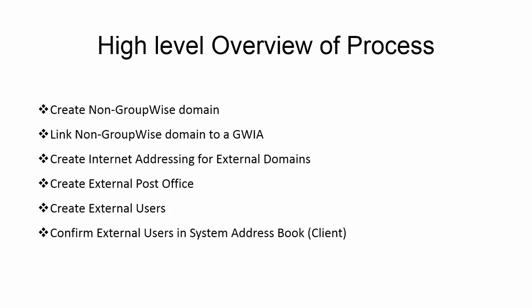We're going to cover 6 steps in this training video. We're going to start by creating a non-GroupWise domain and then link it to a GUIA that will route email address to the external recipients. We're going to create internet addressing to represent the external domains. We create an external post office to house the external users, and finally we're going to confirm that the external users and the email addresses appear in the system address book.